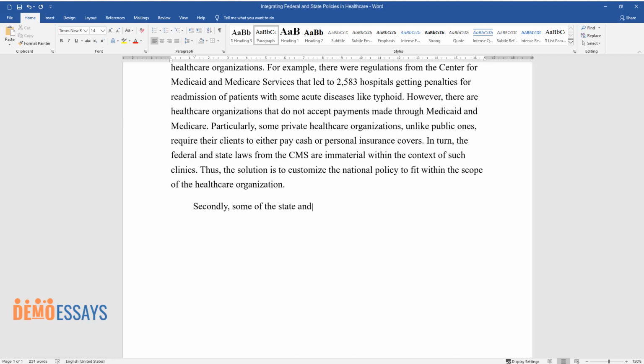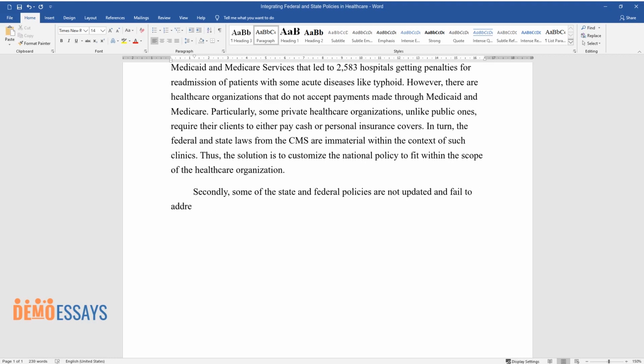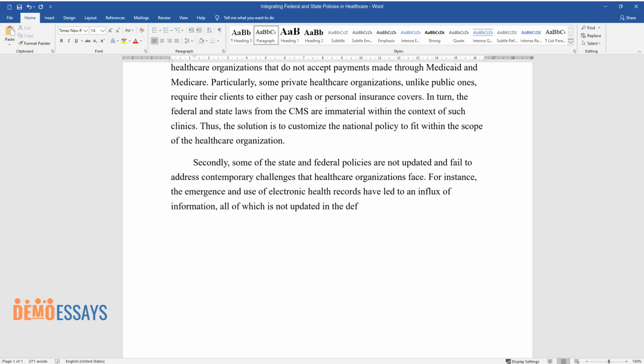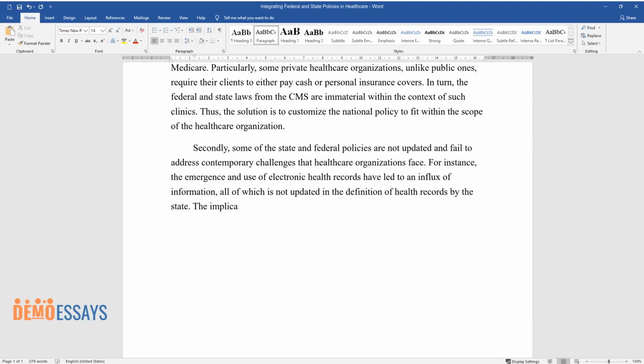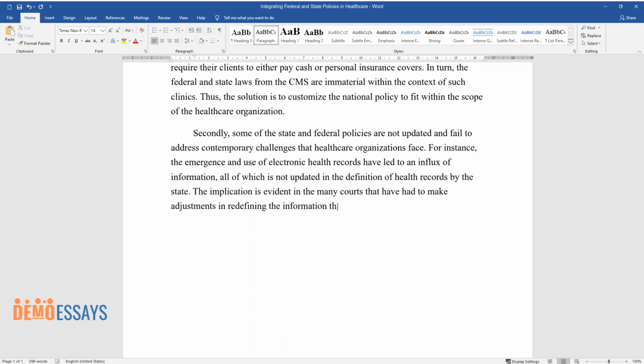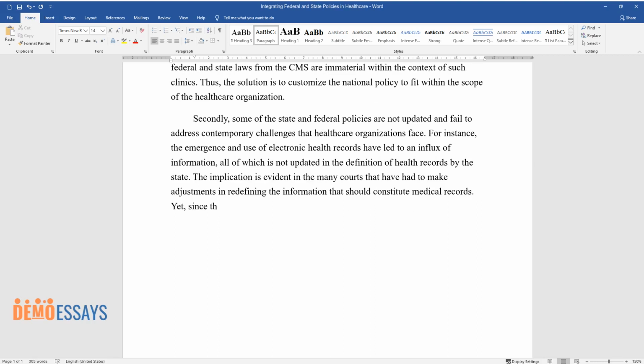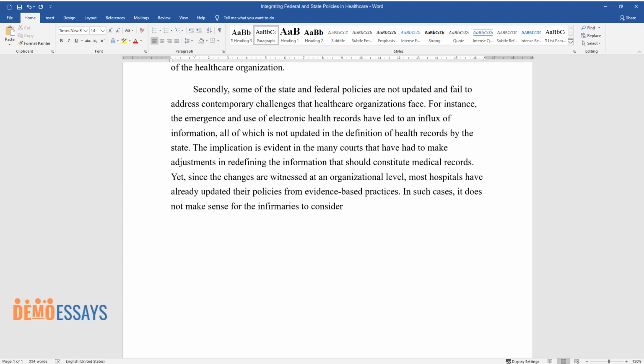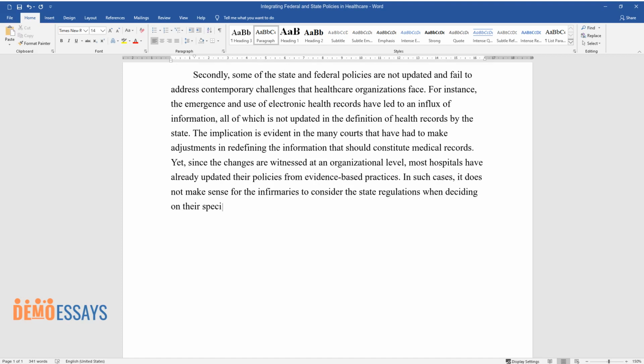Secondly, some of the state and federal policies are not updated and fail to address contemporary challenges that healthcare organizations face. For instance, the emergence and use of electronic health records have led to an influx of information, all of which is not updated in the definition of health records by the state. The implication is evident in the many courts that have had to make adjustments in redefining the information that should constitute medical records. Yet, since the changes are witnessed at an organizational level, most hospitals have already updated their policies from evidence-based practices. In such cases, it does not make sense for the infirmaries to consider the state regulations when deciding on their specific policies.